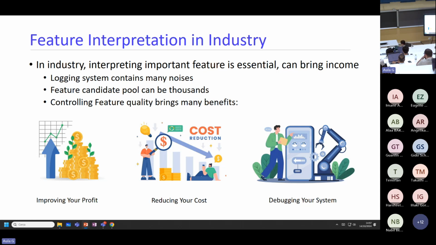However, challenges arise from the logging systems, which often contain a lot of noisy data. This makes it difficult to distinguish between useful and irrelevant information. On top of that, the feature candidate pool consists of thousands of potential features, making feature selection and interpretation even more complex.